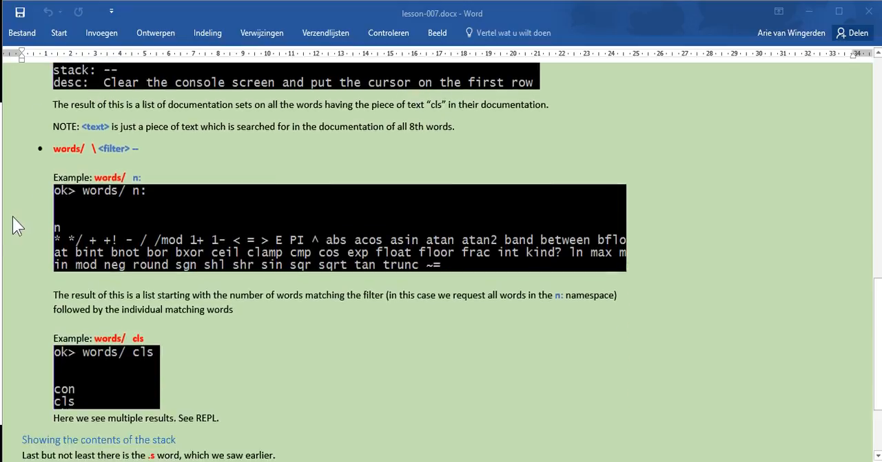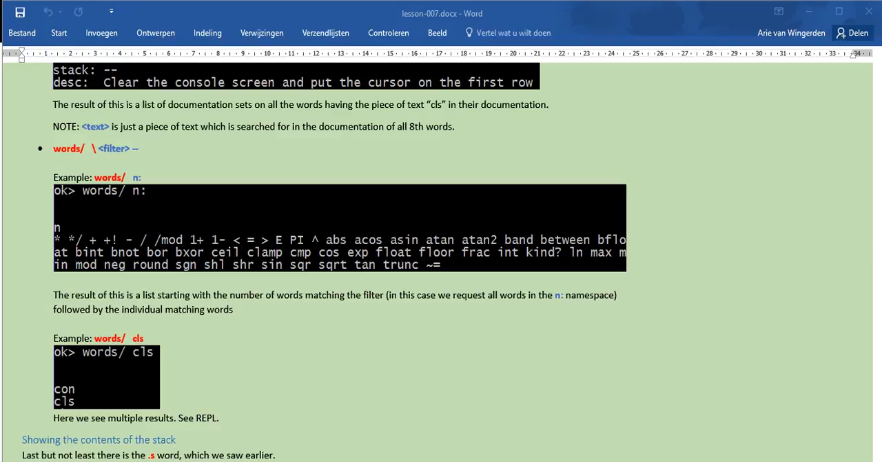Okay, then we have got words slash. That's also a word, one word. The slash belongs to the word words slash. For example, when I invoke words slash with n colon, we see here the n is for the namespace, and then all the words are listed in that specific namespace n, as you can see here. That's very nice, of course.